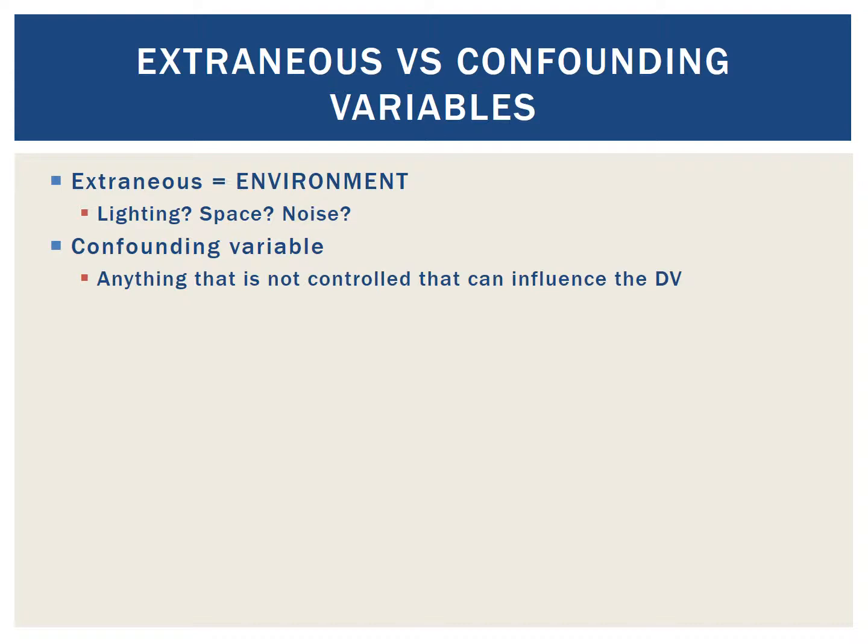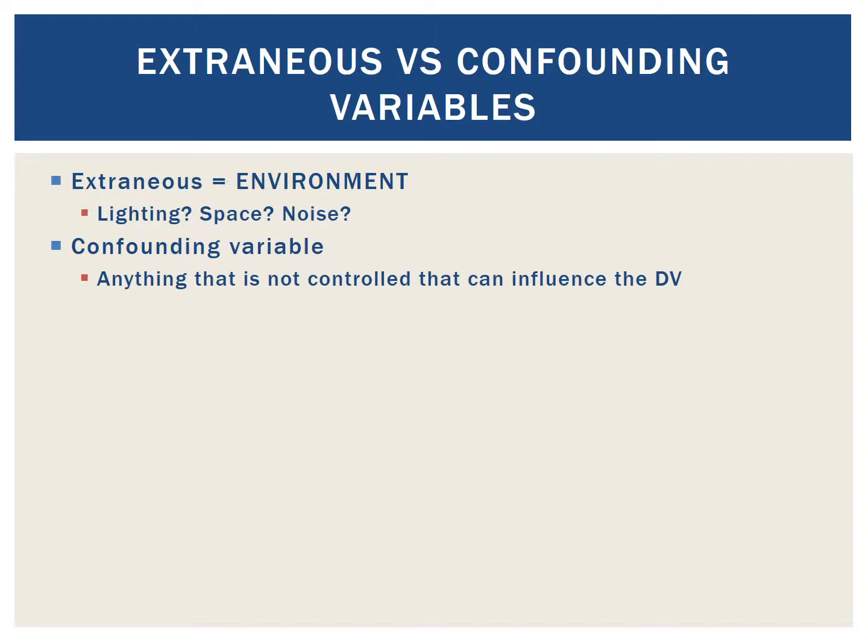Confounding variables are related to internal validity. Internal validity is the extent to which changes in your dependent variable are due to your independent variable and nothing else. And if you have controlled for things like confounding variables, your internal validity is going to be higher. And we'll talk about these concepts of internal and external validity more.